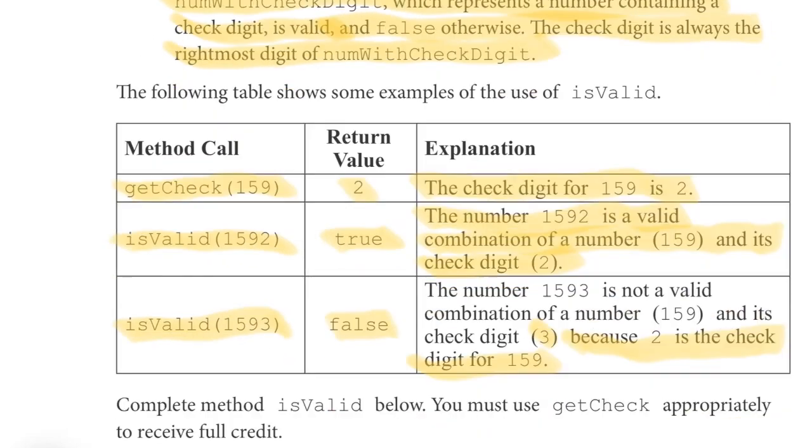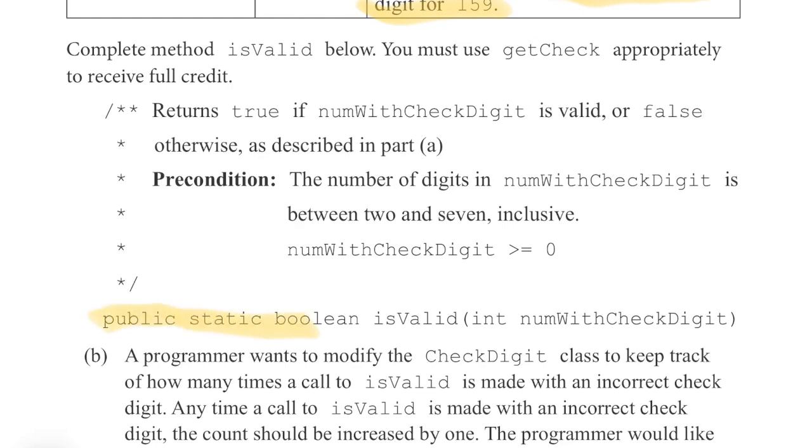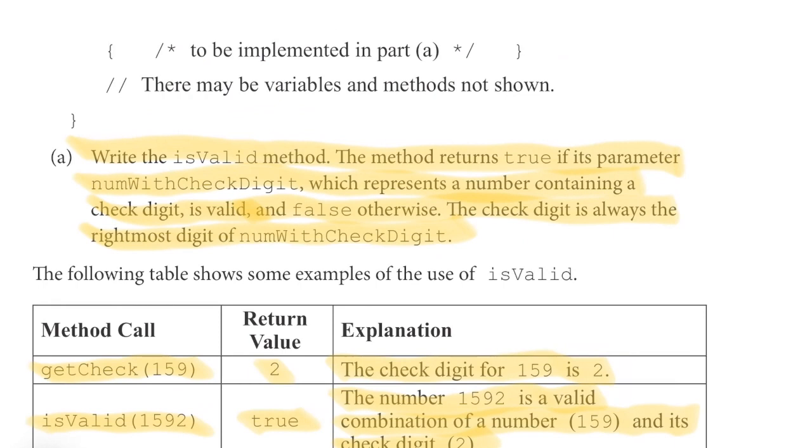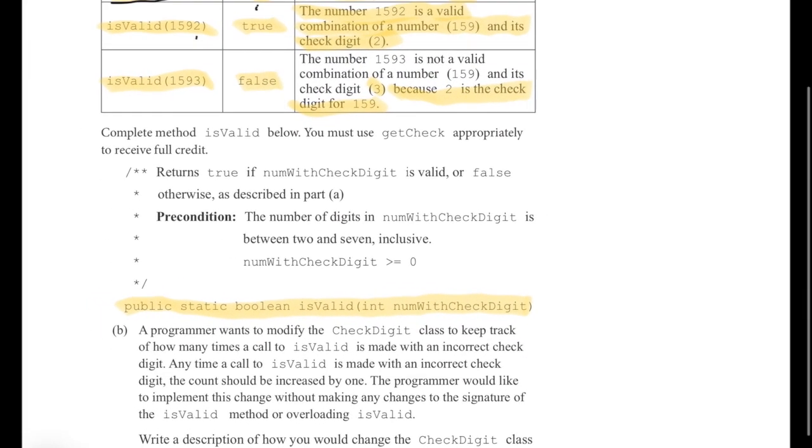So I kind of have an idea of where we need to go for this. We're doing public static boolean isValid(int numWithCheckDigit). And I believe one of the methods they said we had was getCheck. So getCheck of whatever number will give us the return value, the digit that we're looking for. And this is all part of the CheckDigit class, so we should be able to call getCheck and do all that. Okay, so let's write some code.